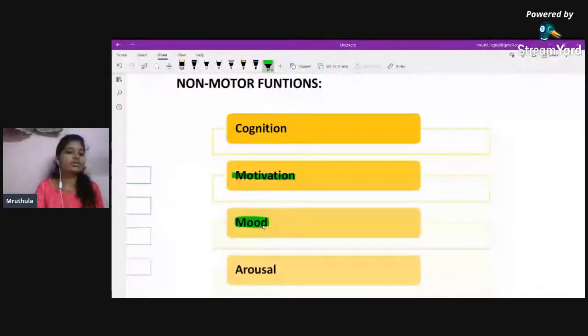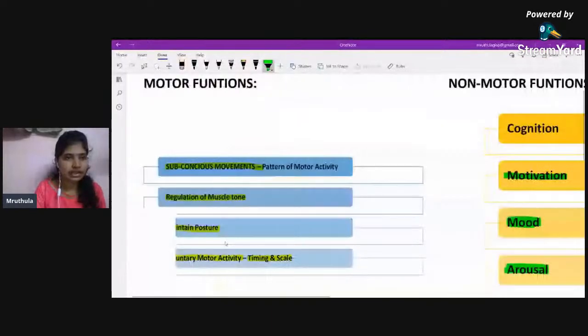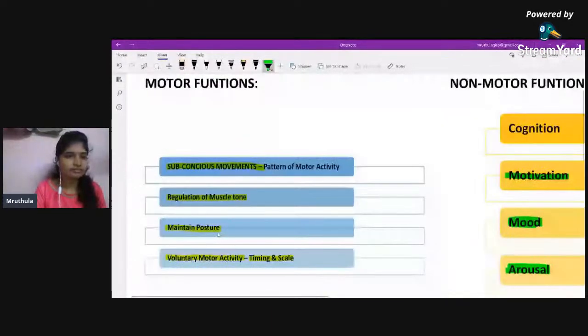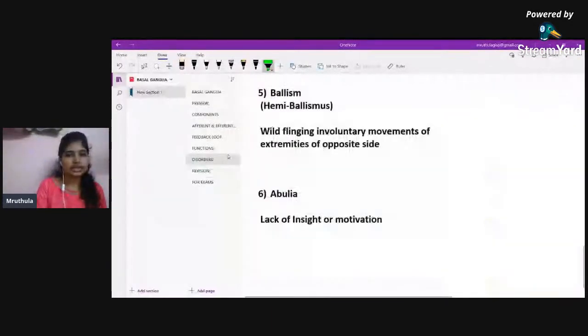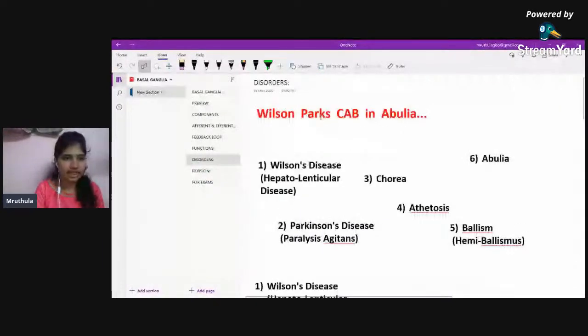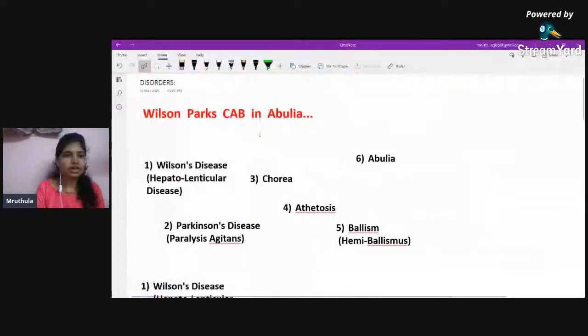Then the other thing is mood. Moods are also influenced by the basal ganglia. Then arousal. Arousal is nothing but waking up. Waking up is the main function of the reticular system, the reticular activating system. As basal ganglia has connections with the reticular activating system, it is said to have this function of arousal or waking up. All right, so let us see the next slide.